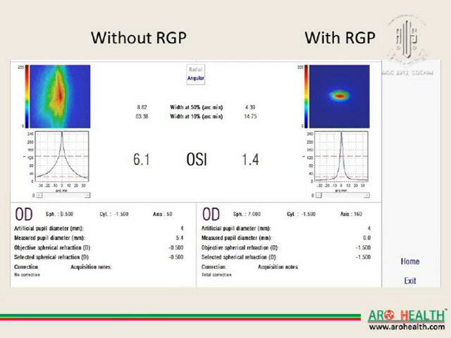The eye is not a perfect system, you cannot achieve zero scatter. So an OSI of less than 1 is considered normal. From 6, the patient has come to 1.4, and you are able to explain that this is the visual quality he will achieve after having contact lenses. I don't think you can lose your patient.